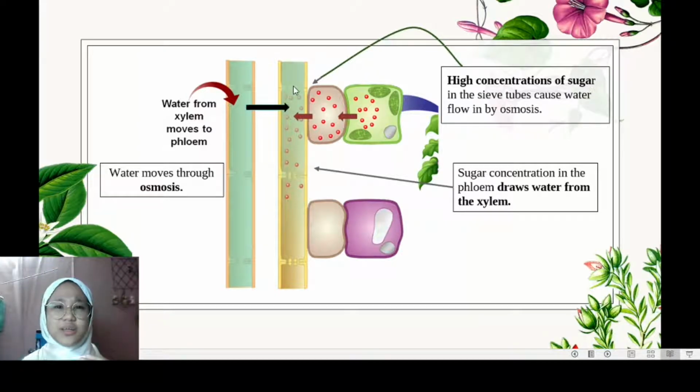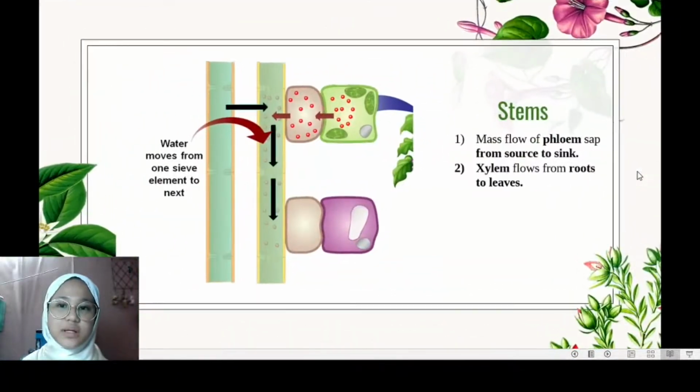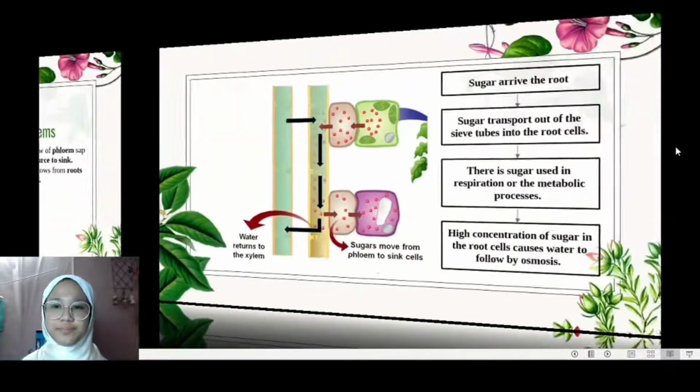So where does the water come from? The water comes from the xylem by osmosis. Sugar concentration in the phloem draws water from the xylem. So the material in the phloem will flow from the source to the sink. Meanwhile, water in the xylem will flow from the roots to the leaves.